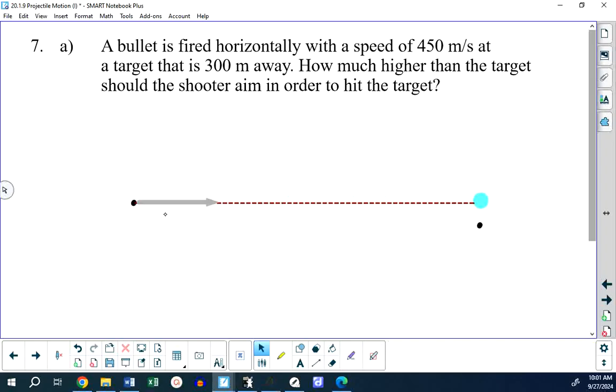And you may not think it's a significant distance, but 300 meters is a long distance. I do realize that at 450 meters per second, the time is still not that great. It's going to be less than a second to go that distance. But in that less than a second, things can fall quite a bit. In that short period of time, the bullet can fall significantly.